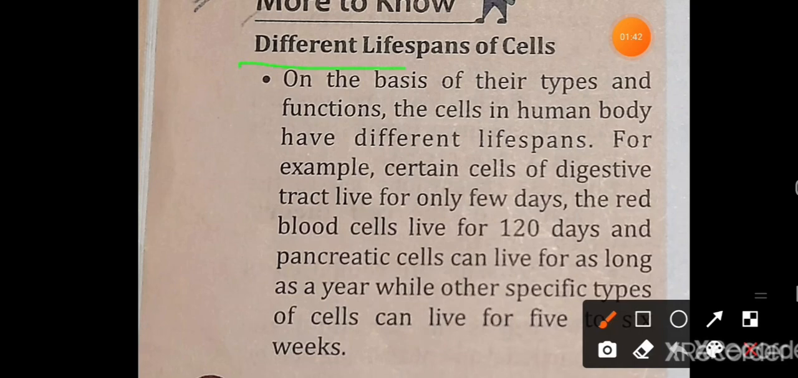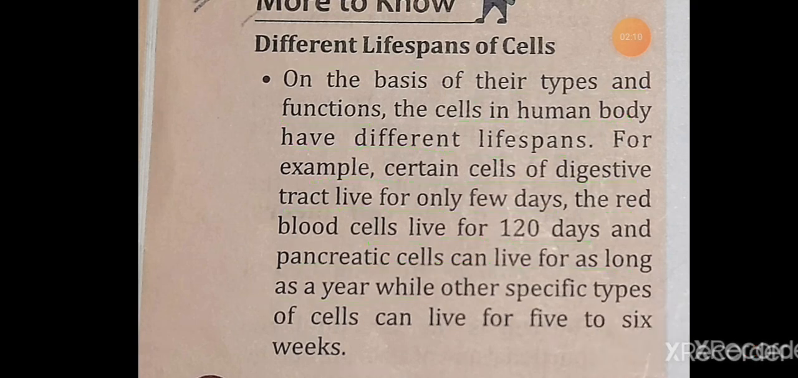Different lifespans of cells. On the basis of their type and functions, the cells in the human body have different lifespans. For example, certain cells of the digestive tract live for only a few days. The red blood cell lives for 120 days and the pancreatic cells can live for as long as a year, while other specific types of cells can live for 5 to 6 weeks.